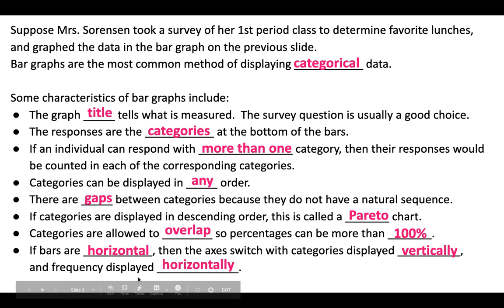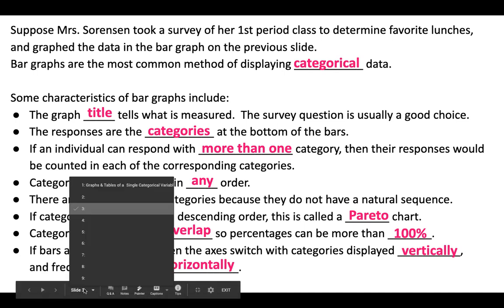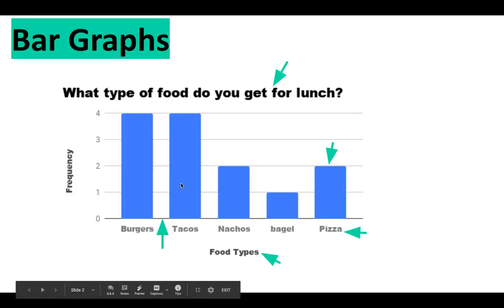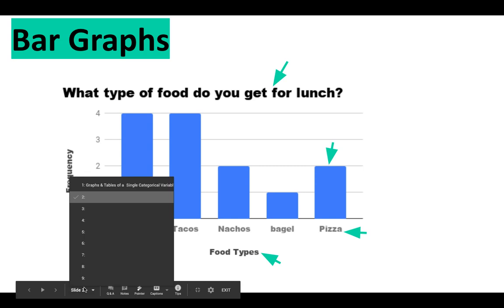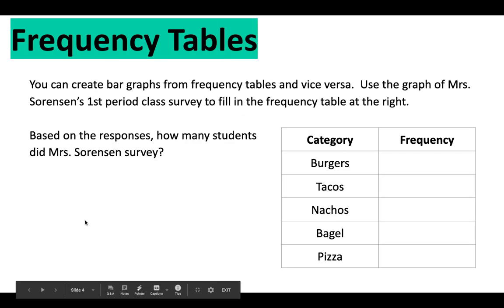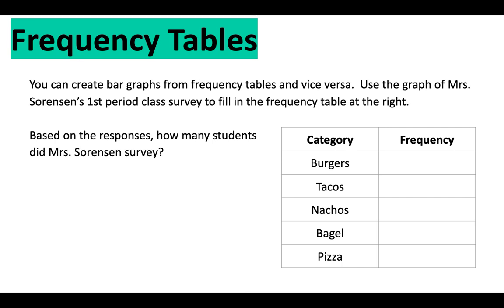And lastly, we could have bar graphs that are horizontal, in which case the axes would switch. So the categories would be displayed on the vertical axis, the y-axis, and then the frequency would be displayed horizontally on the x-axis. So it would basically just be flipped from what we saw on our bar graph. It would just be turned on its side. That is possible.